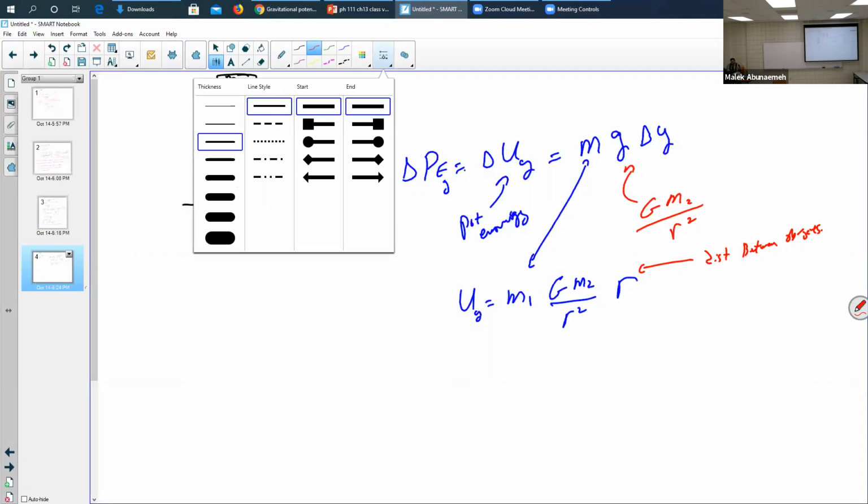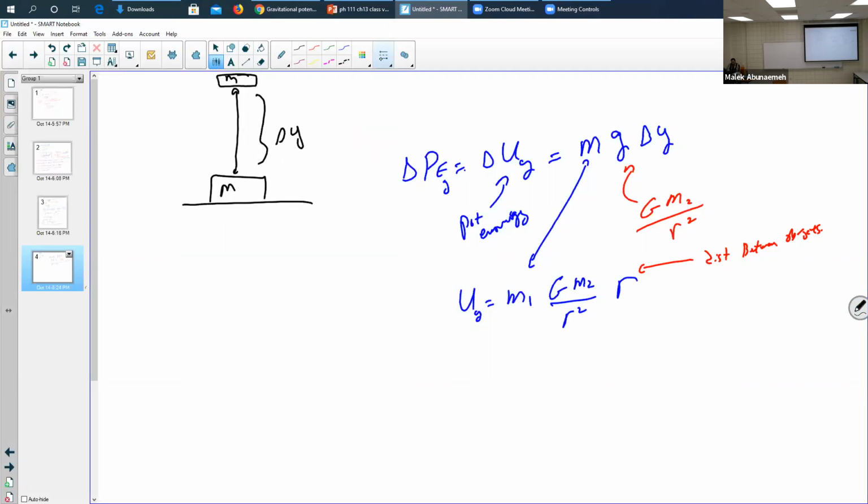Now, here's the thing, right? Looking at this, if you notice, we have two R's, so one of the R's cancels out. So that means your gravitational potential energy is going to equal M1 multiplied by G M2 over R.